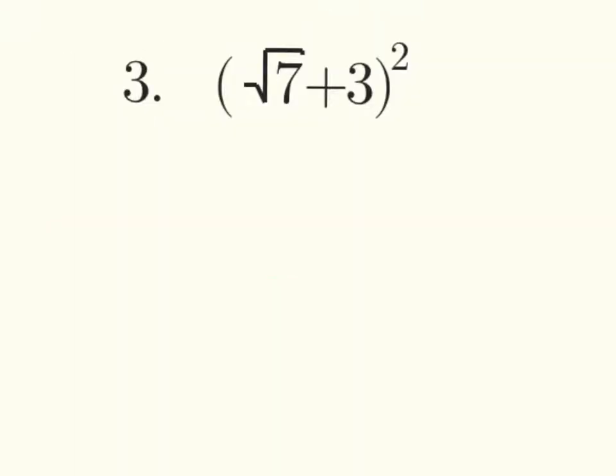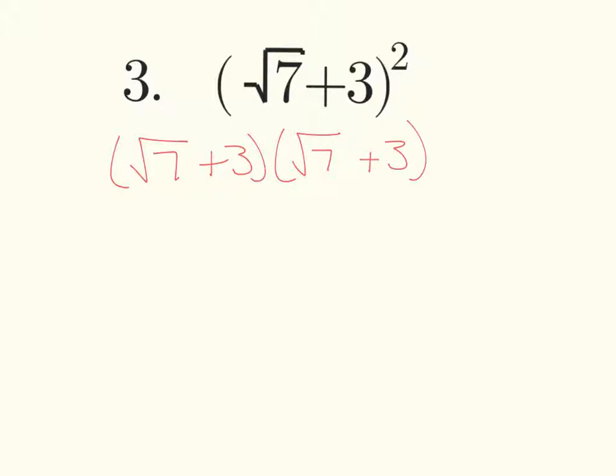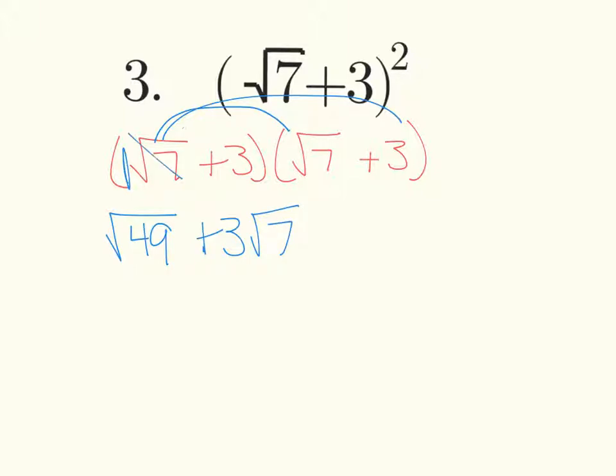Okay, all right, now this one, square root of 7 plus 3, and it's squared. So now that means you have 2 of them. Okay, so I'm going to distribute. So I'm going to take square root of 7 times square root of 7, which is square root of 49. And then square root of 7 times 3. Now remember, there's a 1 there, so that's 3 square root of 7. Okay, that got rid of that.